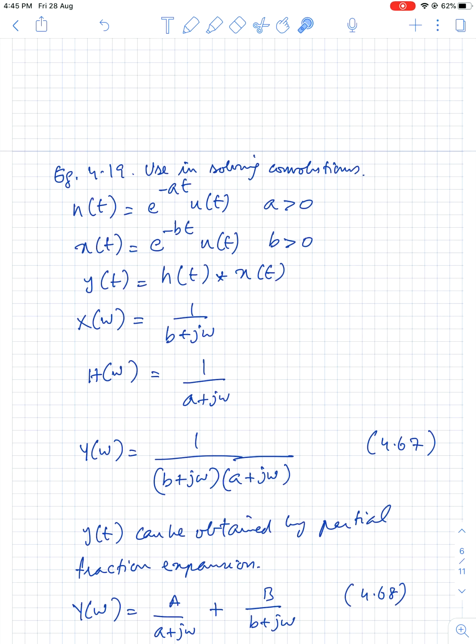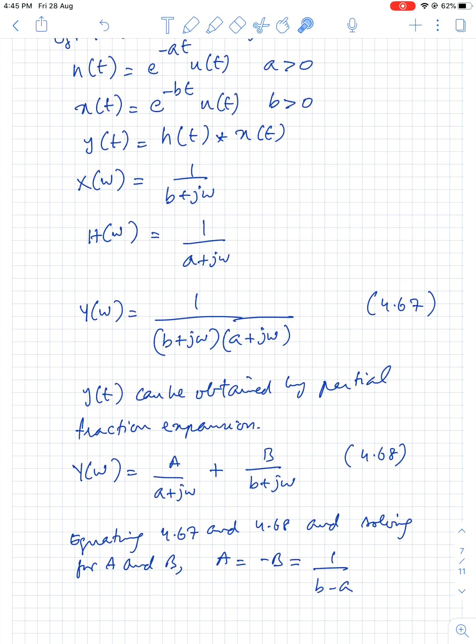There is a table in the textbook which lists common Fourier transform pairs. This is the time domain, this is the frequency domain. There are two columns. You can look at that table and get these Fourier transforms. And then your Y of omega will now become X of omega multiplied by H of omega, which is this, right? So now how do you find the y of t?